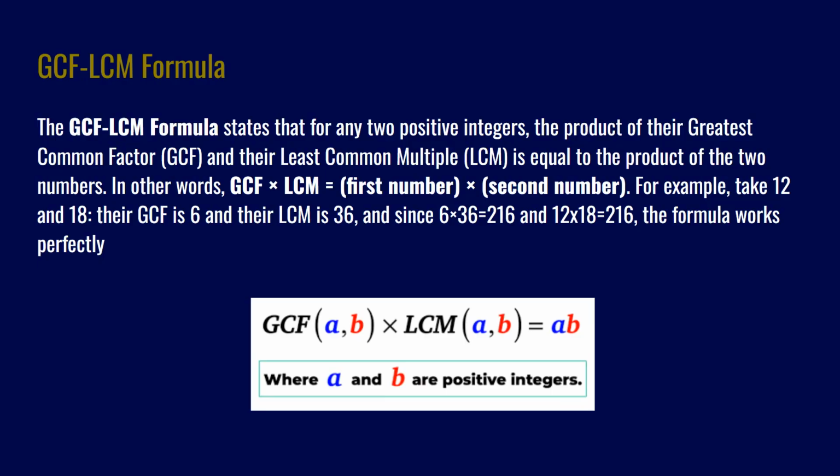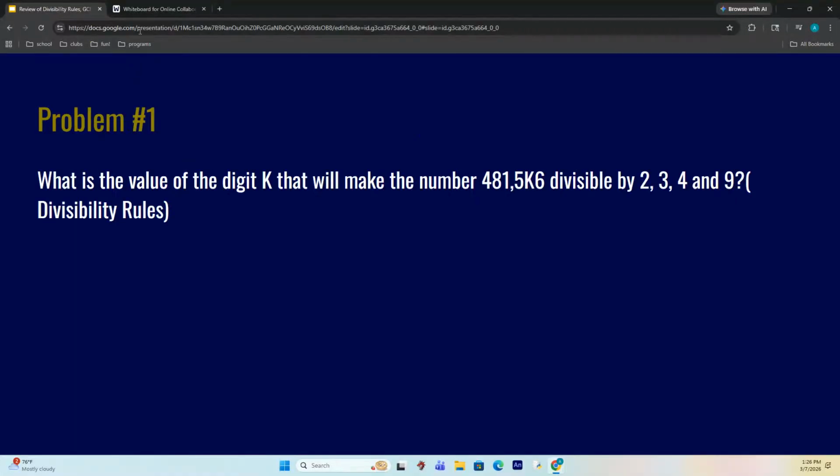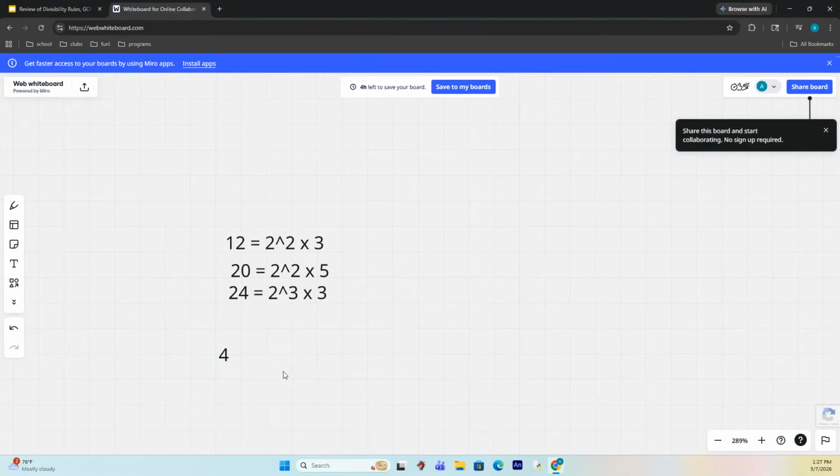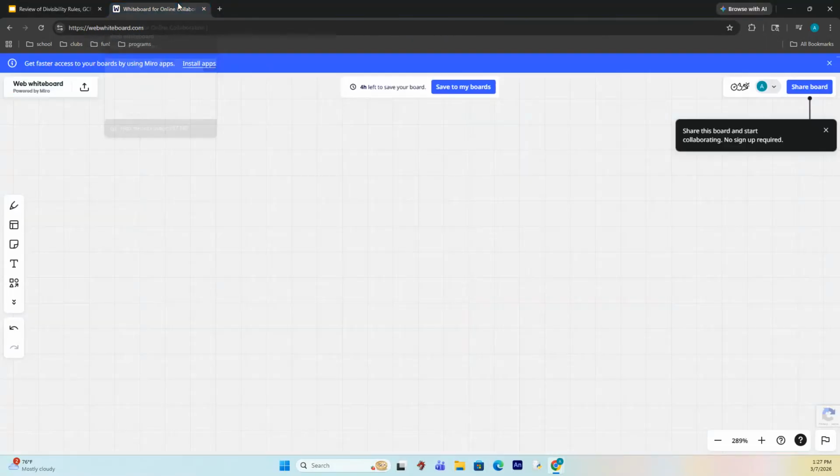normal math classes. So here's the first problem we're going to be working on and this focuses more on divisibility rules, so we're not going to be spending too much time on it because, again, most of this should be very much review, but I'm just going to work through it very briefly. So our number is 481,500 in K6.